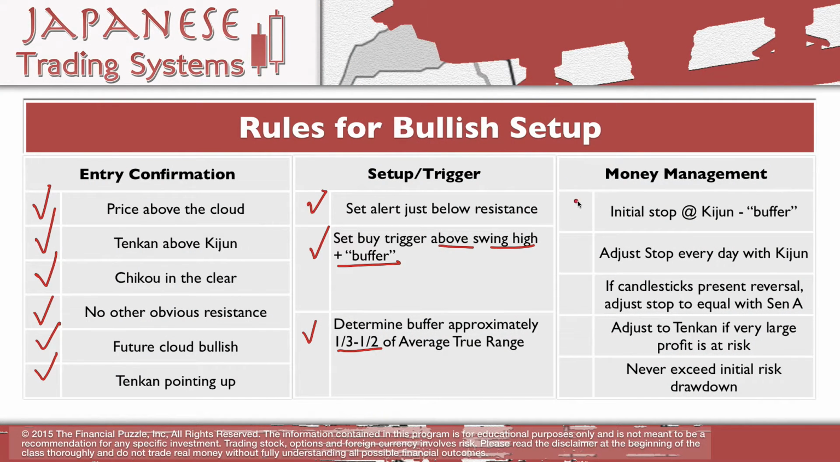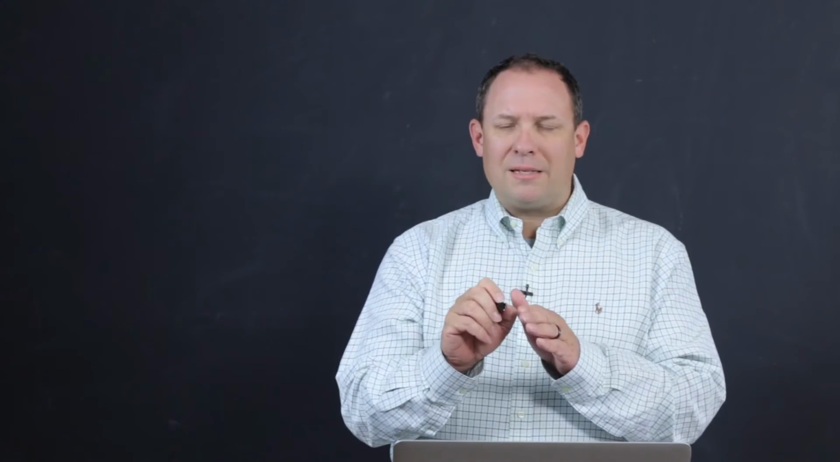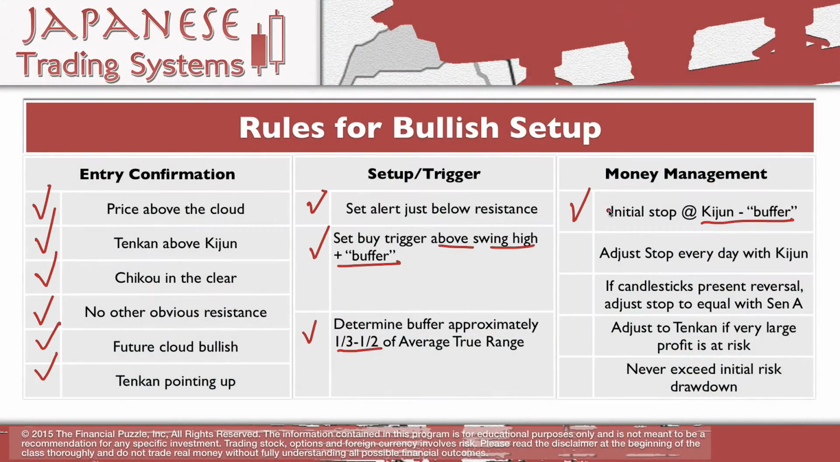Then once we get into the trade, how do we manage it? Here's your money management. Your initial stop is going to be at the Kijun minus your buffer. So whatever your buffer is, take the Kijun line and put that as our initial stop minus the buffer, because the buffer is going to go below the Kijun line. It's going to go below your trade, obviously, because it's a bullish trade. So initial stop at the Kijun minus the buffer. Adjust the stop every day with the Kijun, sticking with your buffer.